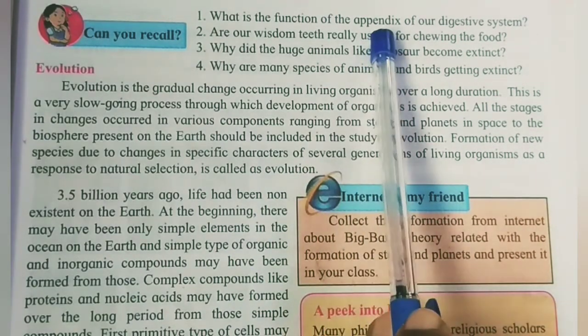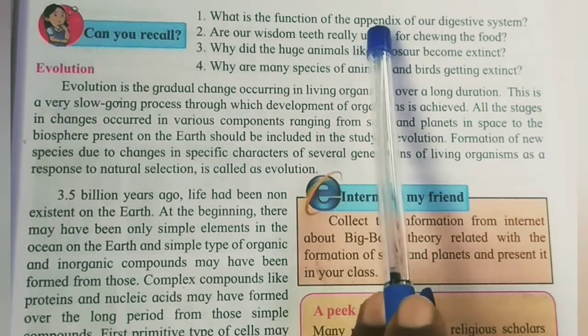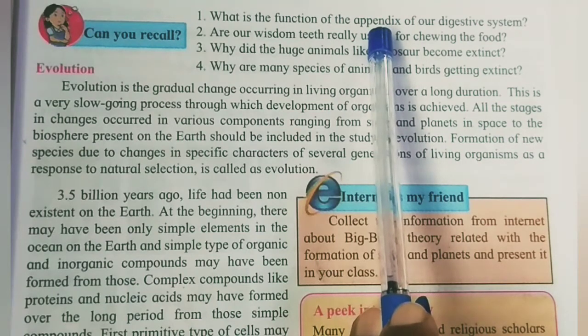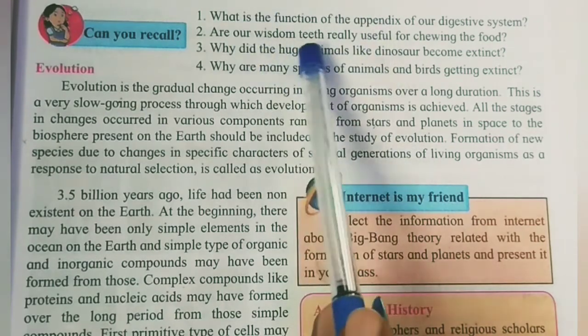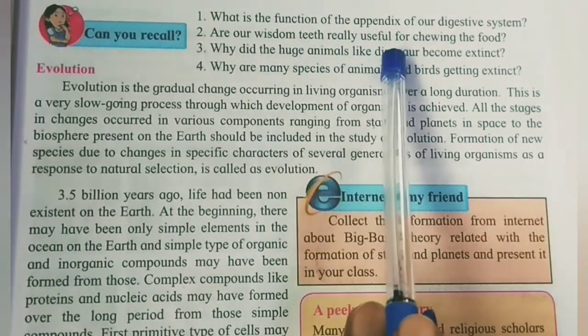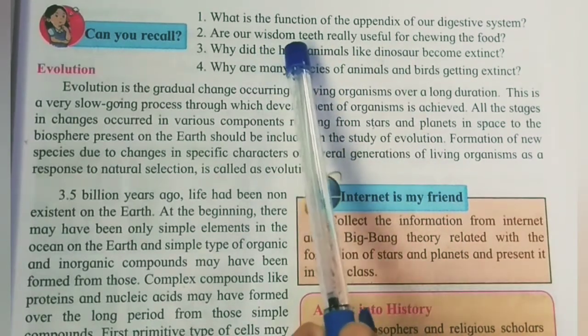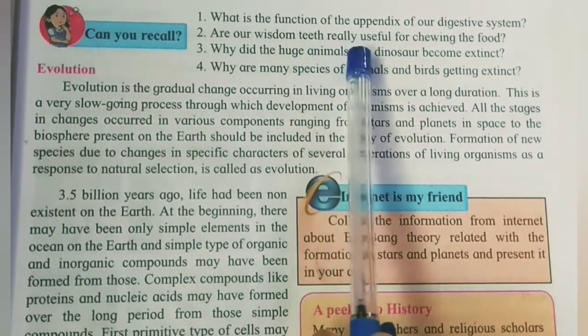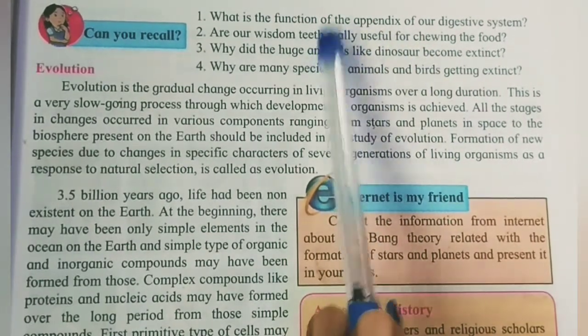The appendix is not useful for our digestive system. In early stages of development, the appendix was useful because at that time we were eating raw materials, raw flesh. That's why it played an important role in digesting food. But now we do not require this appendix. Wisdom teeth are also not useful, because at that time we had to chew raw material that required very strong teeth. That's why wisdom teeth are really not useful now. They are not required.